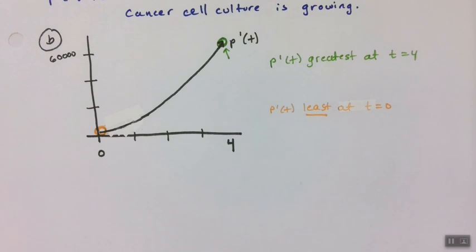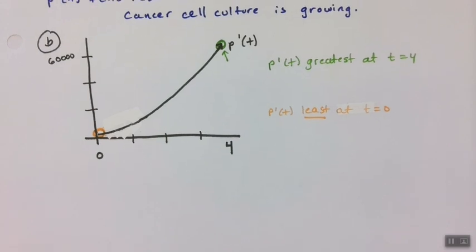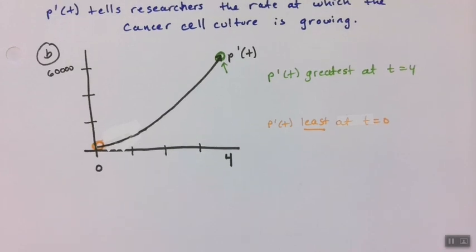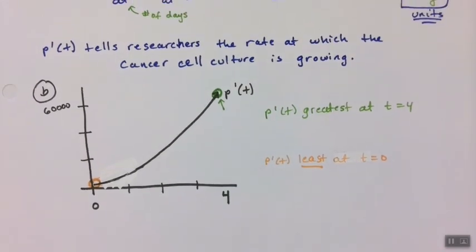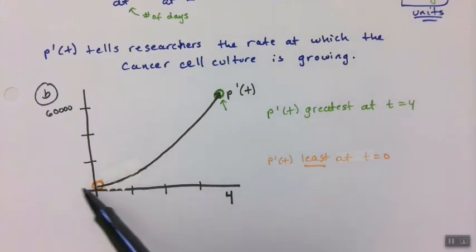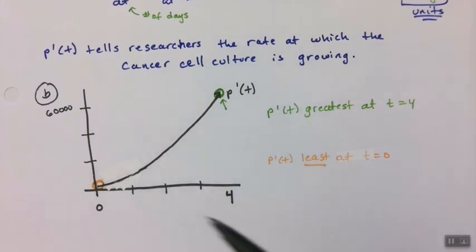Okay, so now for letter C, does the curve of p prime of t ever have a horizontal tangent line? All right, so to have a horizontal tangent line, that would mean that the derivative is 0. In other words, we would have a flat spot right here, which never happens, right? So the answer is no.